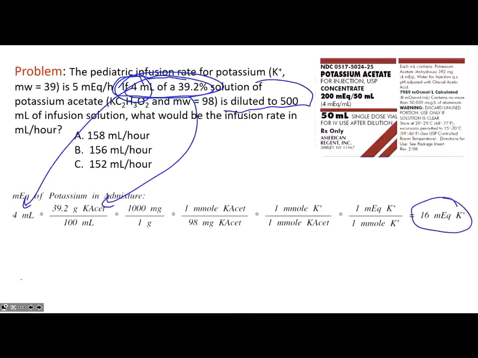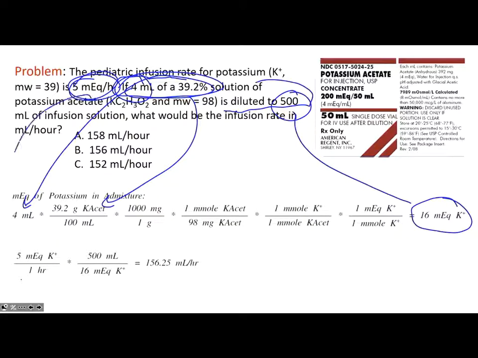Okay? So now that I know the total number of milliequivalents of potassium, I can deal with that because I know that's the amount of potassium that's in 500 milliliters, right? So that's my concentration: 16 milliequivalents of potassium per 500 mils. That's the amount of potassium in a 500 mil bag. This is where I'm starting off. What I want is this.